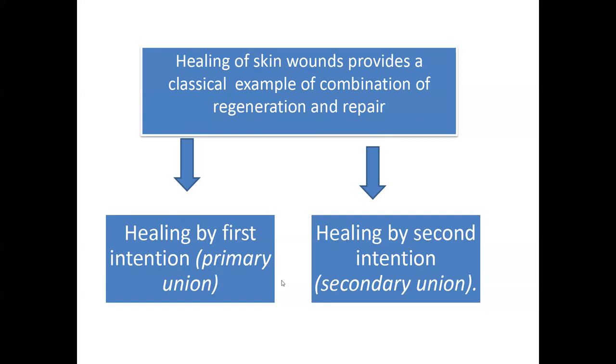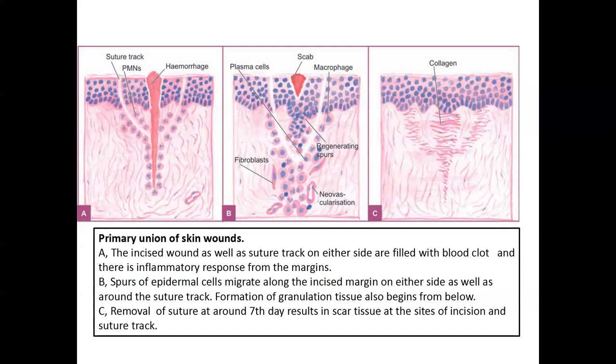So we can find healing by first intention, so-called primary union, and also the other way possible, healing by second intention or secondary union. So let's discuss primary union of skin wounds. The incised wound, as well as the suture tract on either side, are filled with blood clot, and there is inflammatory response from the margins. Here you see this example.